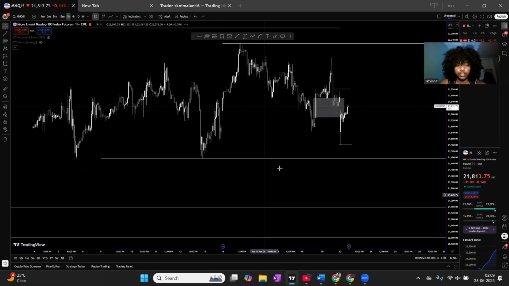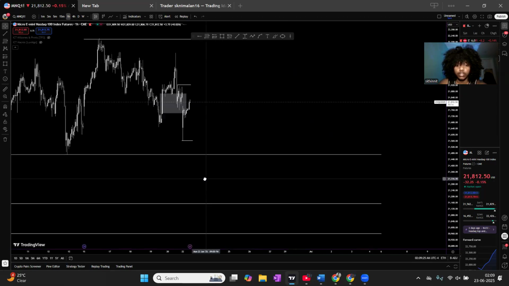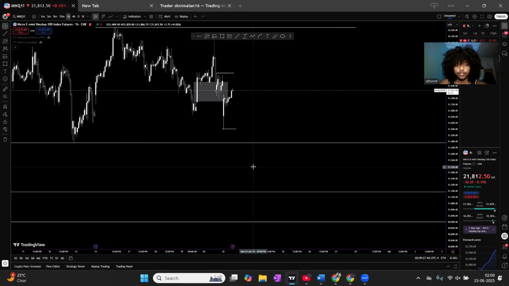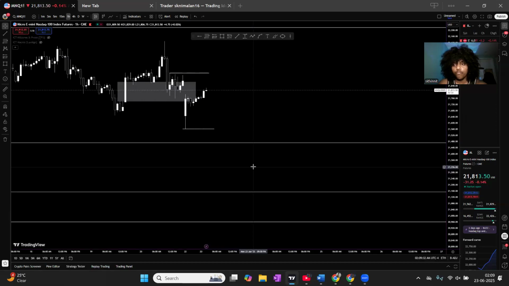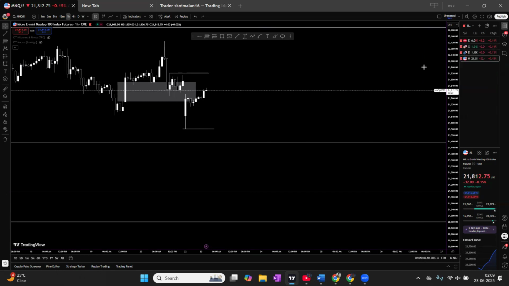So yeah, these are the liquidity zones. These are the places that we're gonna target. So smooth, right? So let's see how the market opens tomorrow. And you know, it is what it is.